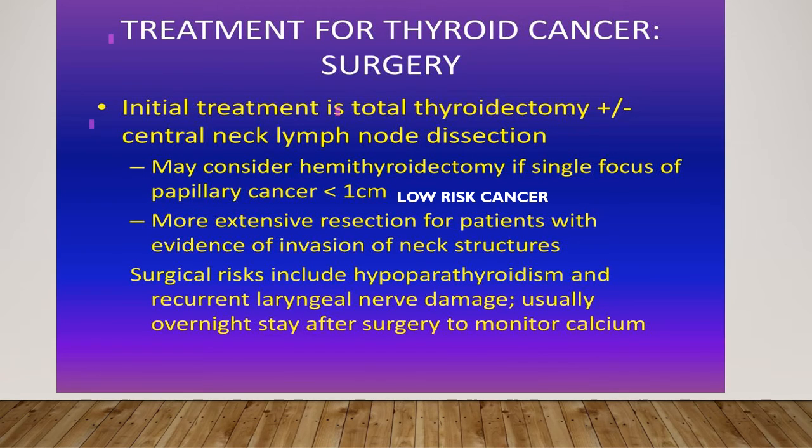Treatment of thyroid cancer, the surgical treatment. What does the surgical treatment involve? The initial treatment is total thyroidectomy. Once you've confirmed it's a thyroid cancer, you do a total thyroidectomy with or without the central neck lymph nodes, depending on the patient, whether it's a low risk or high risk.